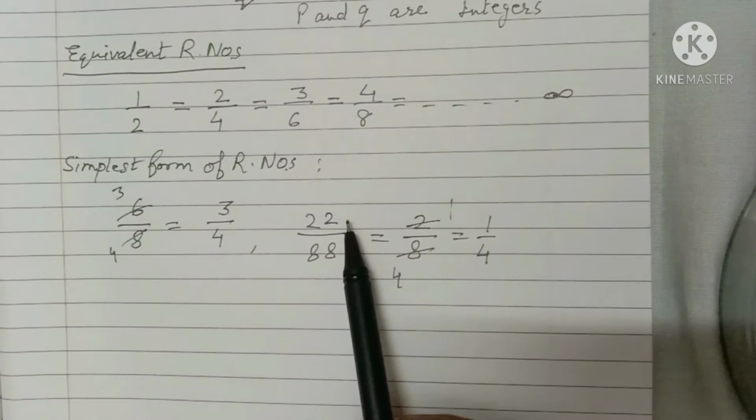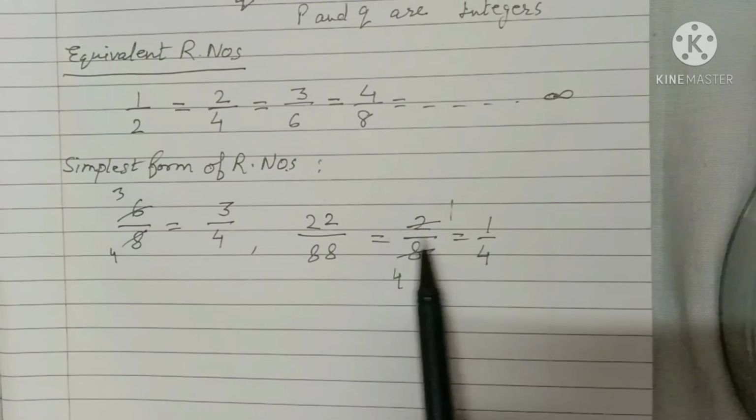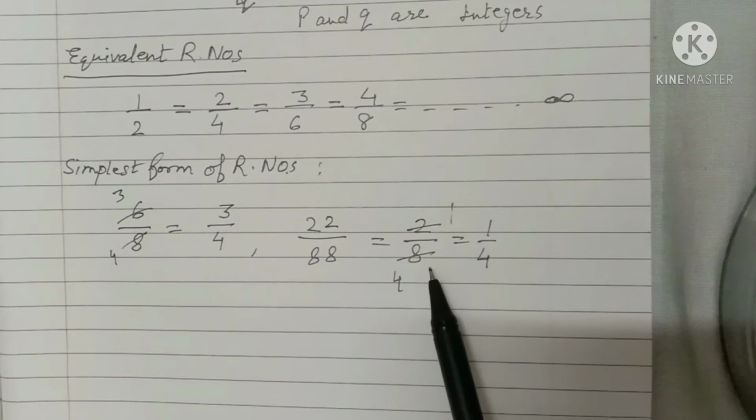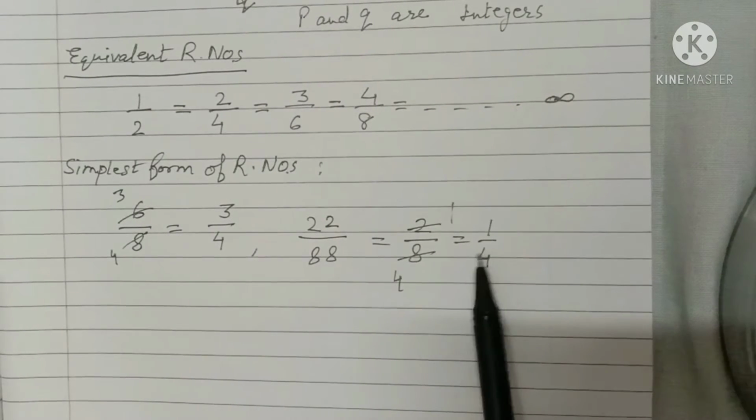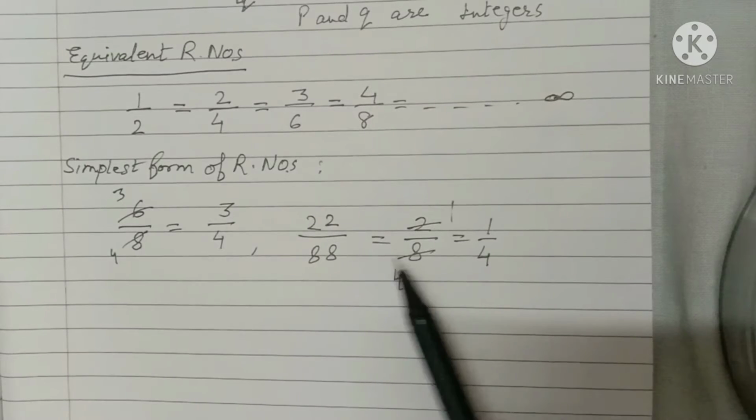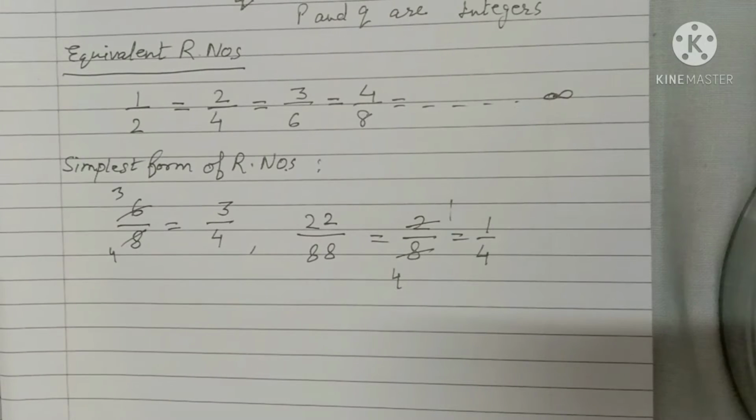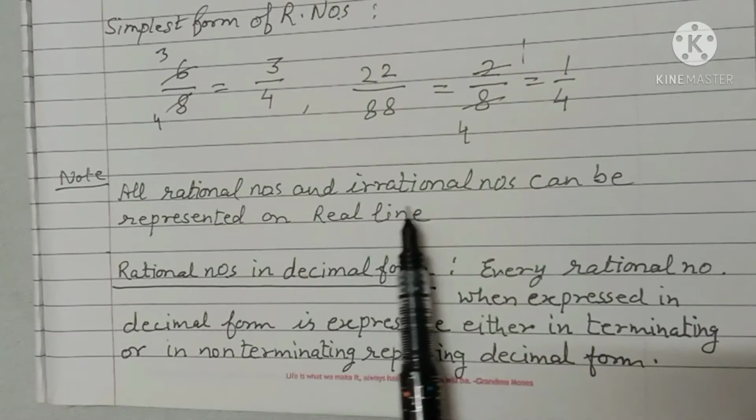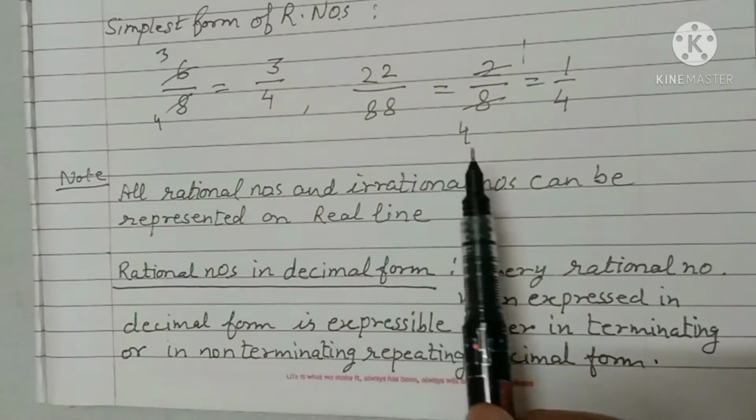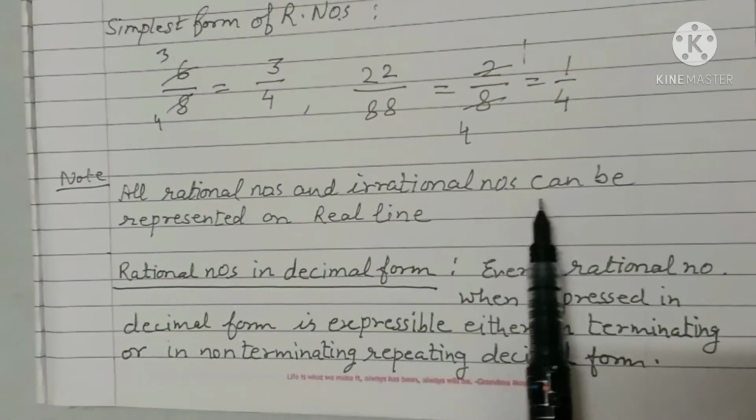This is the way to find the simplest form of any rational number. Or you can find the HCF of both numbers, numerator and denominator, and divide by the HCF. Then you will find the simplest form of the rational number. In this method, when you divide by the HCF, only one step is involved, so you can easily find the simplest form. All rational numbers and irrational numbers can be represented on the real line.